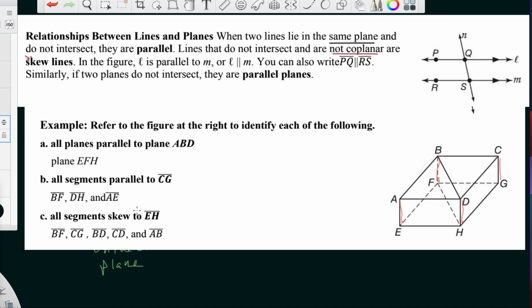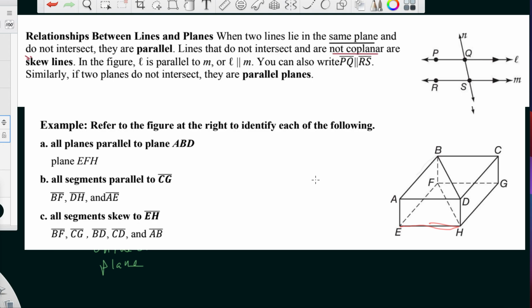And then anything that is skew to E and H, I'm going to go back. I'm going to get rid of those 4 lines. Now we're going to look at things that are not on the same plane, right? Skew lines: they don't intersect and they're not on the same plane. So let me outline E and H. E to H, there it is.